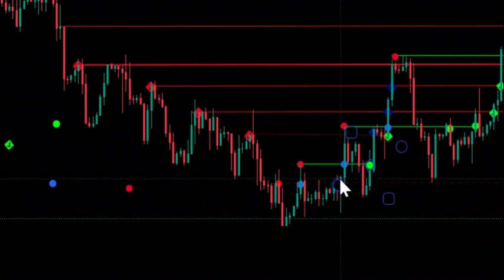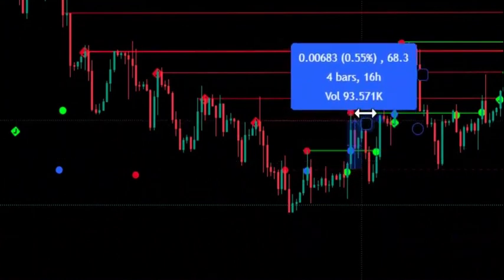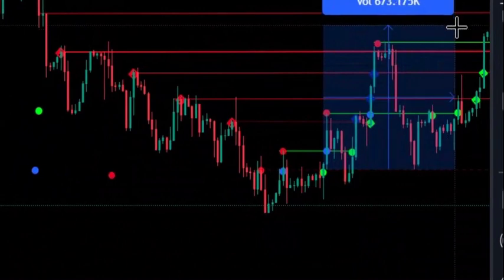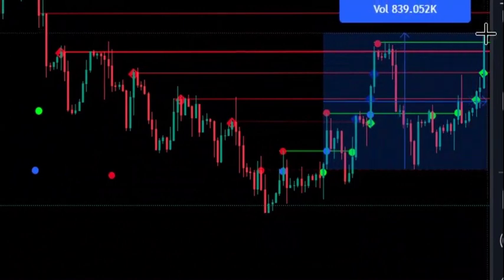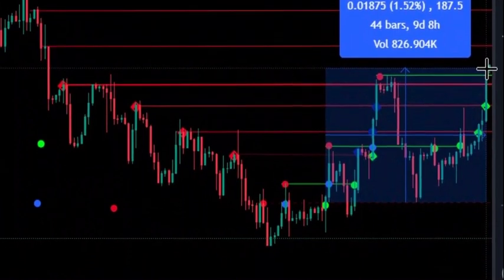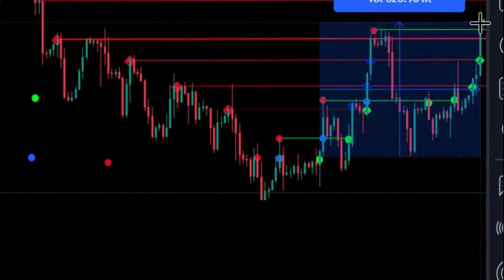Now put the measuring tool on there. Now drag it all the way over to that big green candle that took that high out. You have to drag it all the way over to the green candle itself. All the way over, right there. Now, how many days is that? 9 days, 8 hours, to get 182 pips.